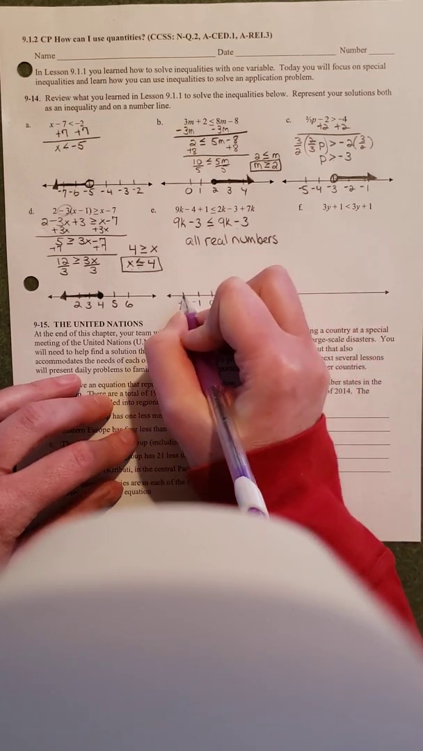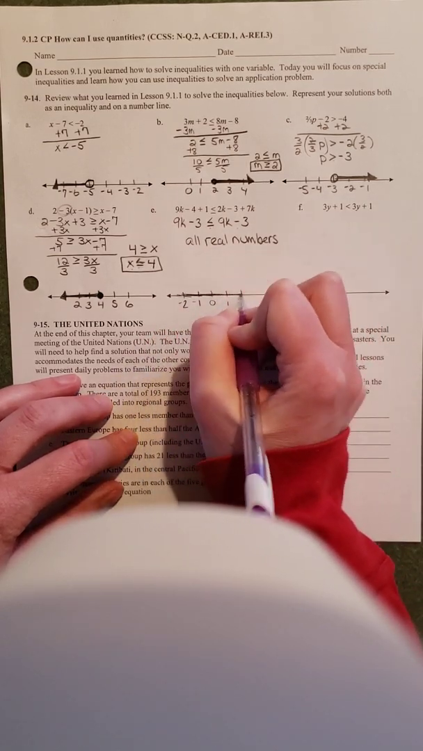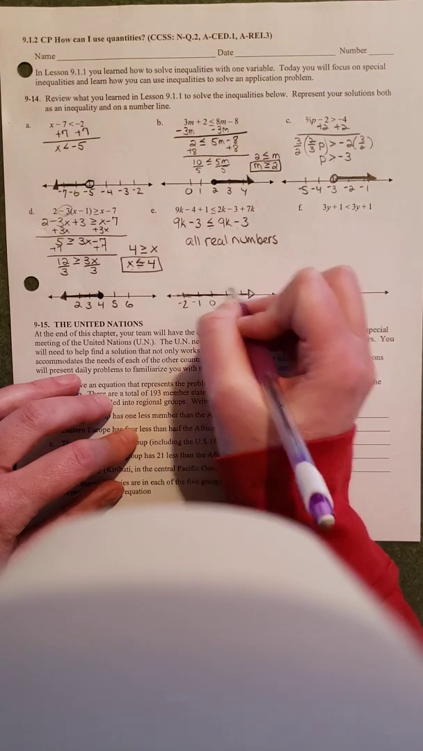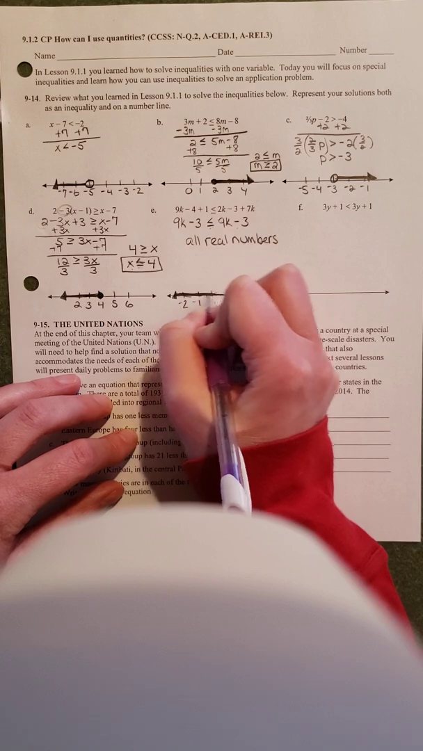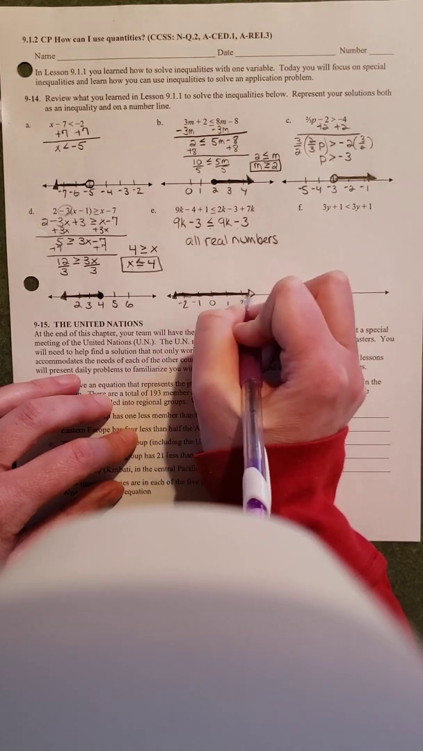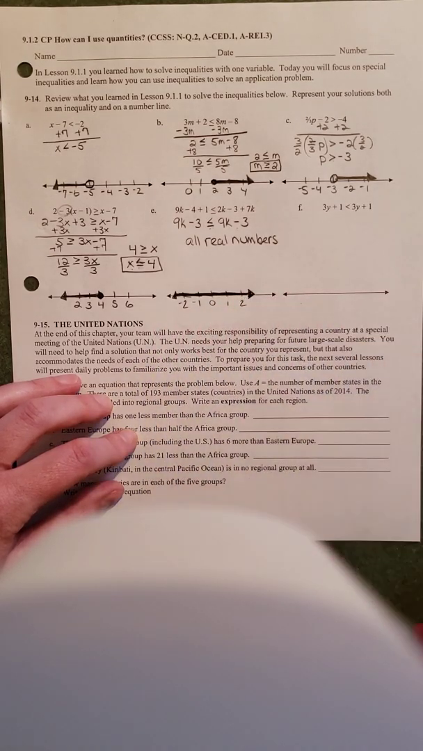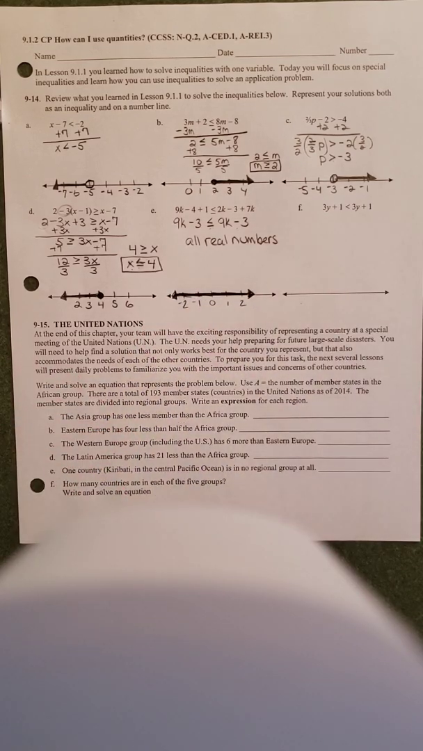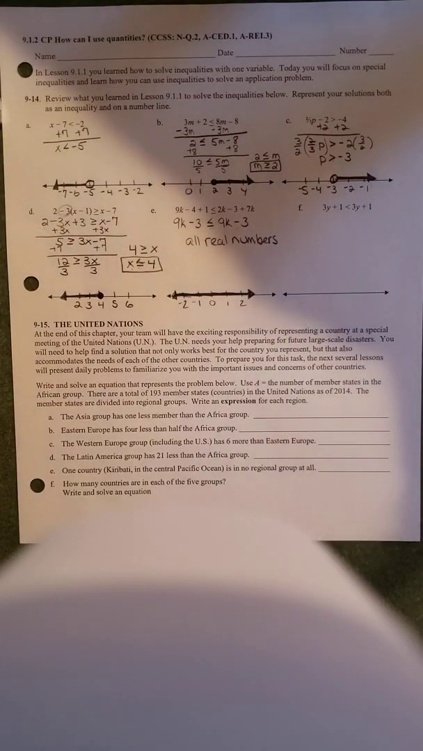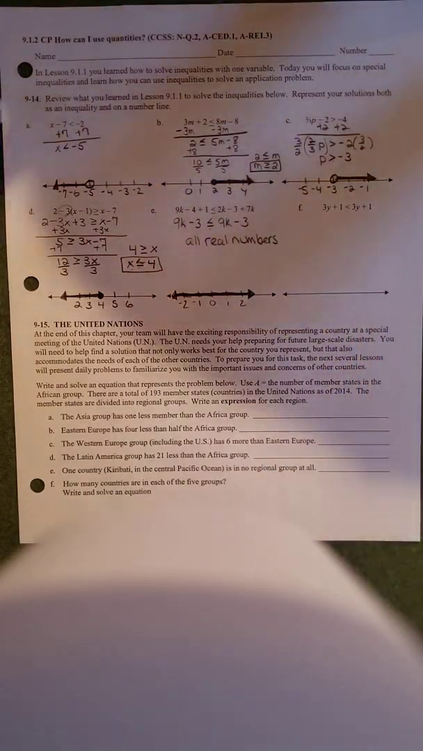Okay, and then we're just going to draw a two-ended arrow. Make sure it's clear. Make sure you can see. Make sure it stands out. And this just shows that everything is a solution. So there's that. And then the last one. Well, if I look here, oh, cat in the way again.